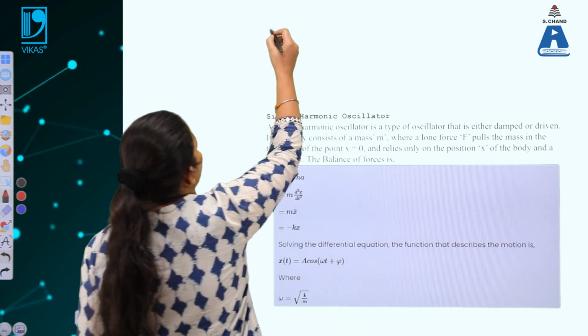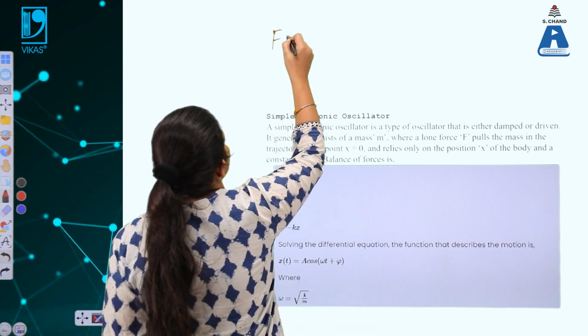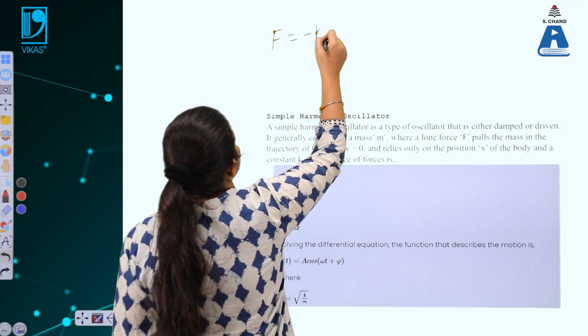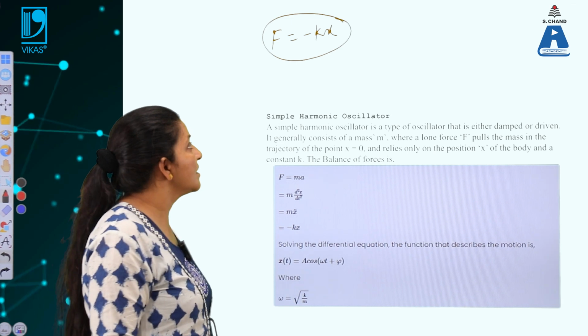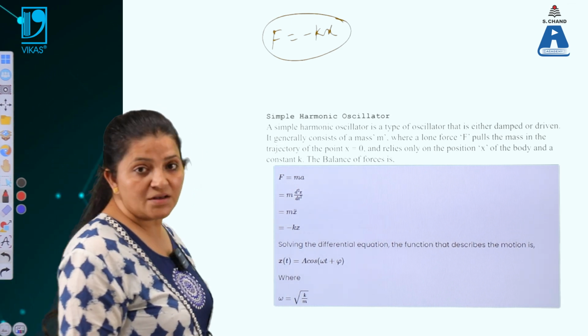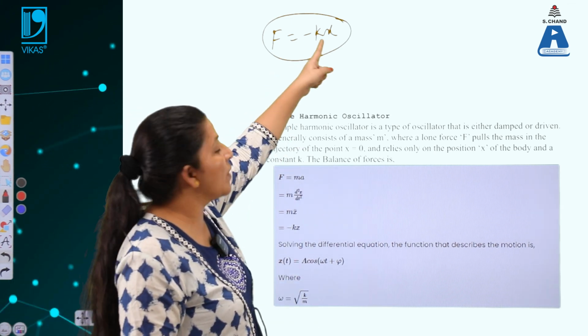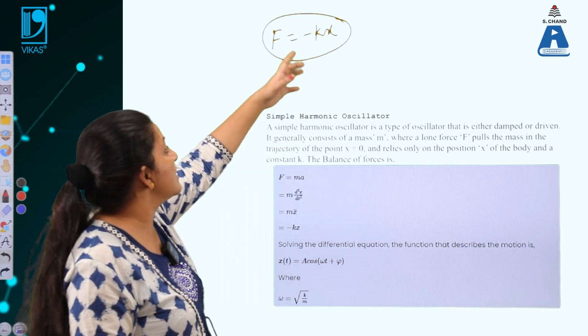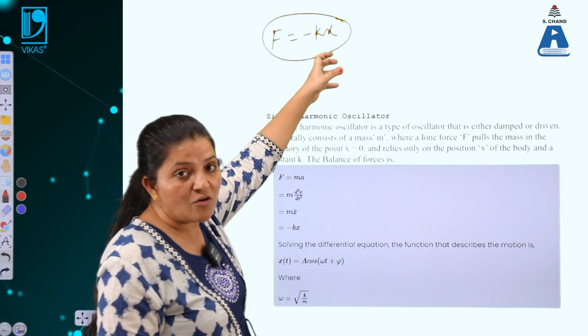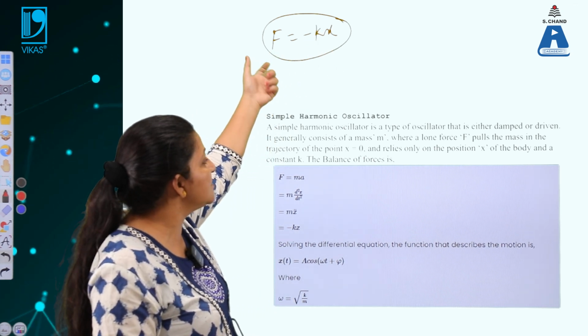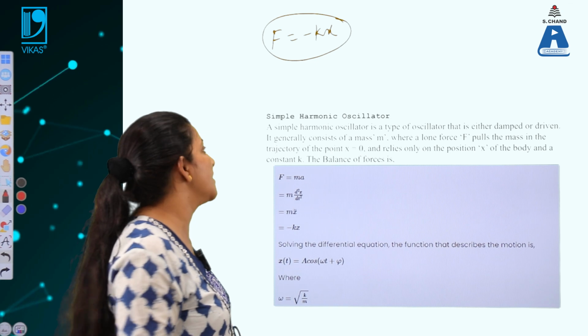For the simple harmonic oscillator, we know that this force is given by minus k into x. That means this restoring force is proportional to x, which is the displacement, and is given by minus k. What is k over here? K is the spring constant, and the negative sign indicates that they are acting in opposite directions.